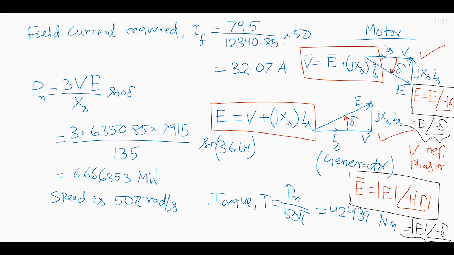And for a generator, load angle delta is negative and power is negative. Because delta is negative, magnitude of delta equals minus delta. So, phasor E is magnitude of E at minus delta. So, E phasor remains the same for motor and generator. Thanks for attention.